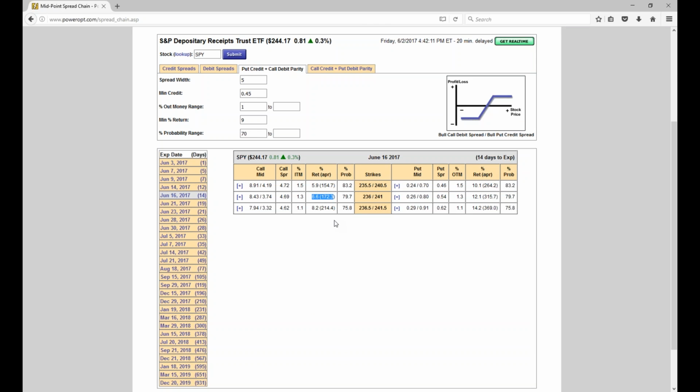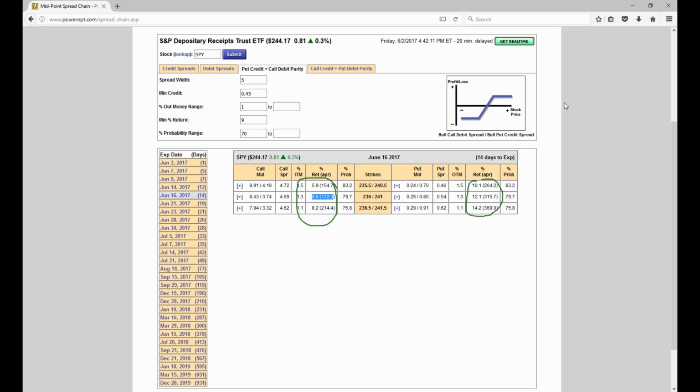Oh, Tom asks, isn't the credit spread always better than the debit spread? Percentage return-wise, no. Okay, in this case, yes. All right, in this case, what we're seeing on SPY is that the out-of-the-money bull puts are giving us a better credit at midpoint than the debit for the in-the-money bull calls.